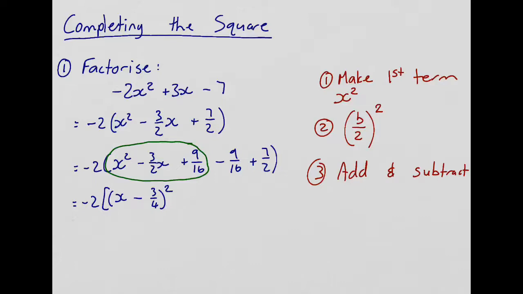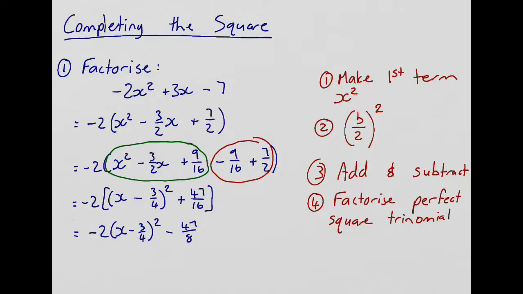And then the last thing we need to do is work out these two fractions and write their answer in this case. Negative 9 over 16 plus 7 over 2 is 47 over 16. The last step is to distribute the negative 2, not into the small bracket, but just into the big bracket so that we don't have brackets within a bracket. So that gives us negative 2 into x minus 3 over 4 all squared minus 47 over 8.